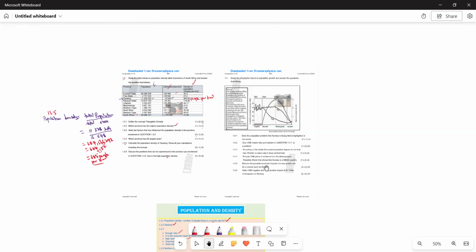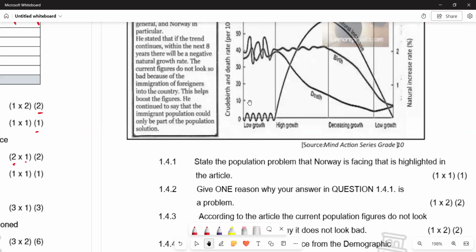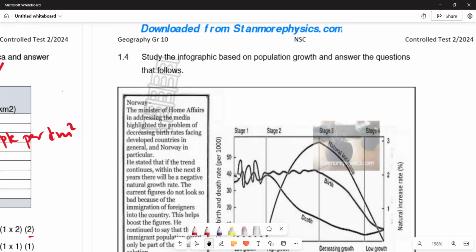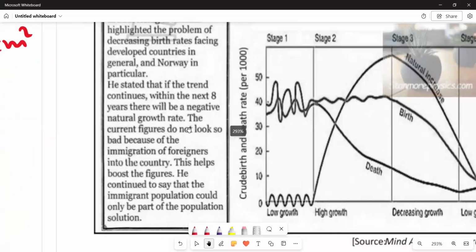On the next question, we are going to 1.4. Let's go through the question. 1.4 says study the infographic based on population growth and answer the questions that follow. We are given something to read, and then a graph. We can go through the text, which reads: Norway, the Minister of Home Affairs, in addressing the media, highlighted the problem of. We can try to zoom in so that we can see.